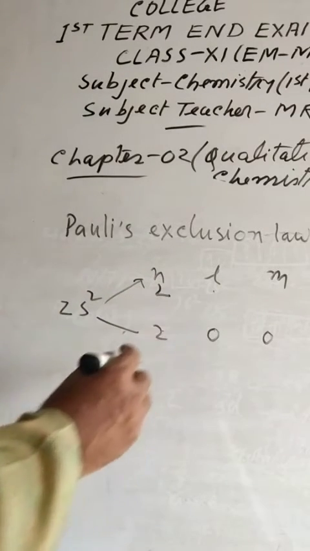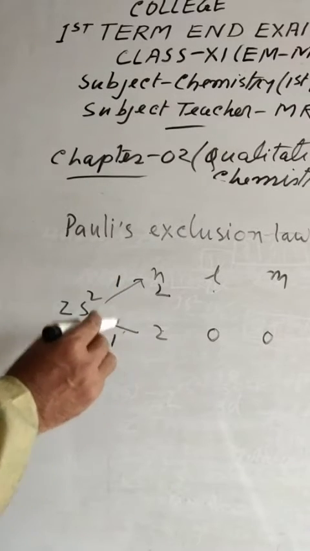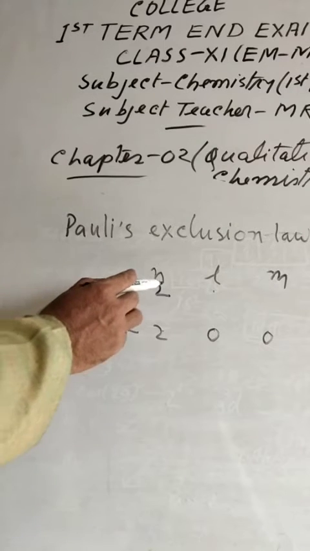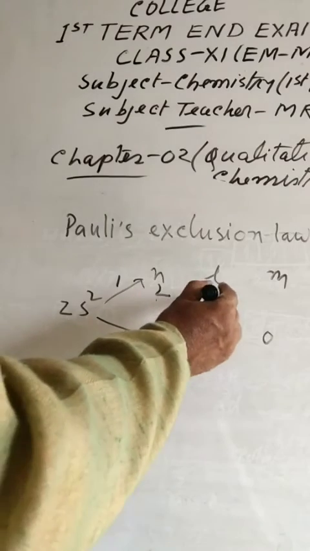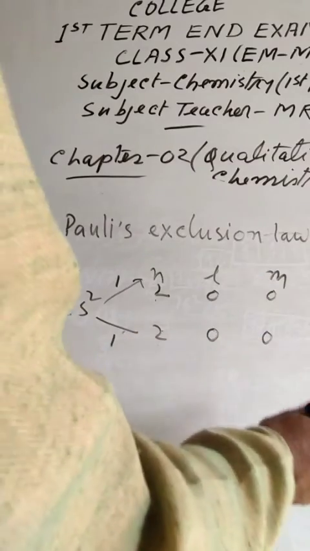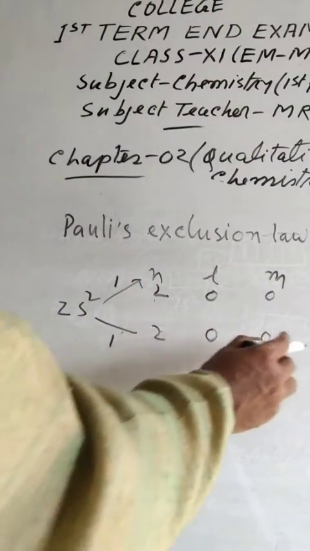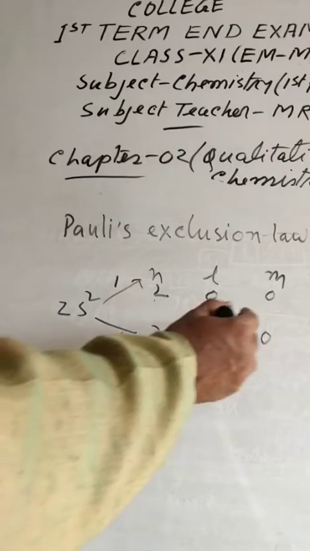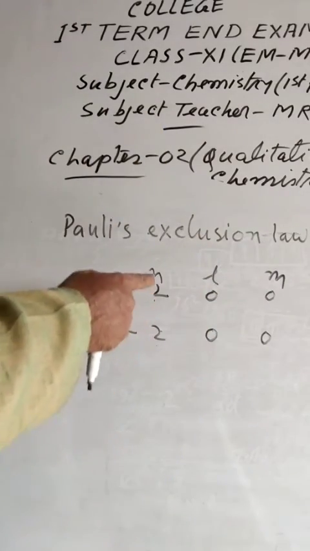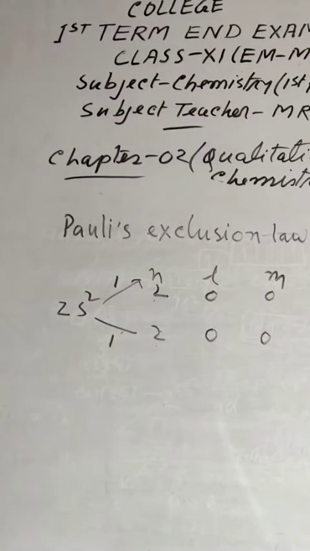For these two electrons, the principal quantum number is 2 for both, the subsidiary quantum number is 0 for both, and the magnetic quantum number is 0 for both. But one electron has spin quantum number -1/2 and the other +1/2. According to Pauli, 2 electrons in the same atom cannot have all 4 quantum numbers the same. Here three are the same, but the fourth one is different. That means Pauli's exclusion law is correct.